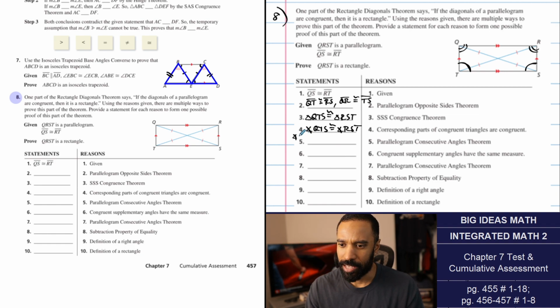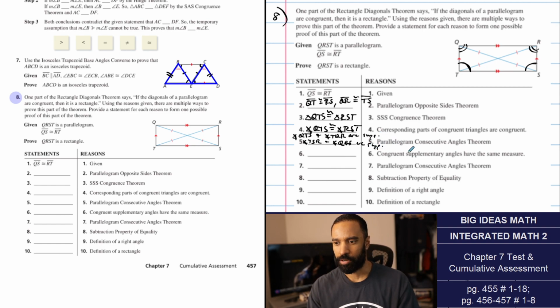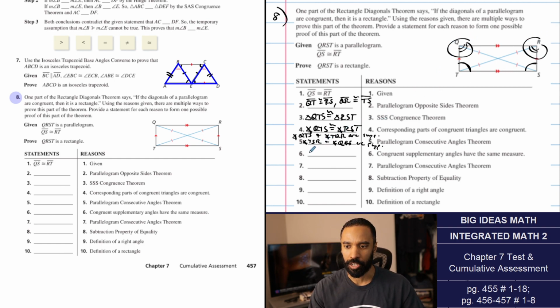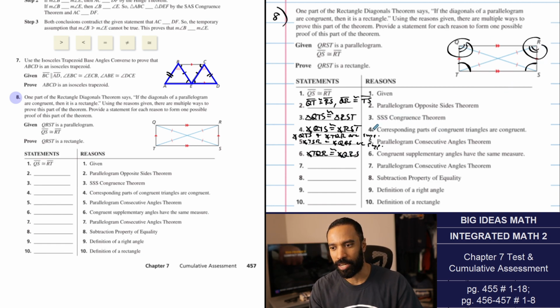Angle QTS and angle TQR are supplementary, and angle TSR and angle QRS are supplementary. The consecutive angles theorem gives us that. Now, congruent supplementary angles have the same measure. Now I can say that the big Q and the big R are congruent. So angle TQR and angle QRS are congruent. So those are now congruent. The double marks kind of indicated that before.